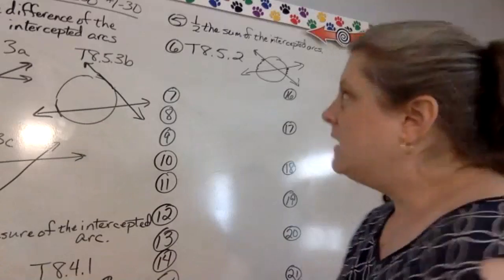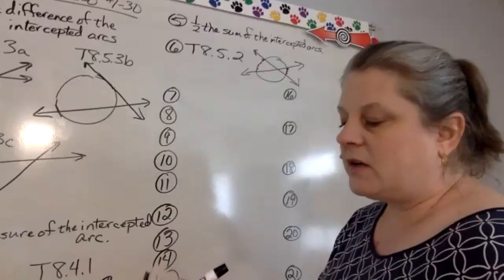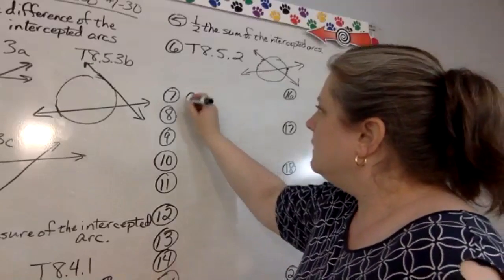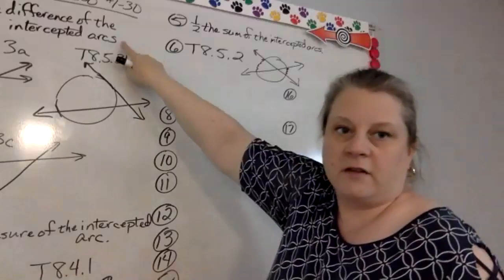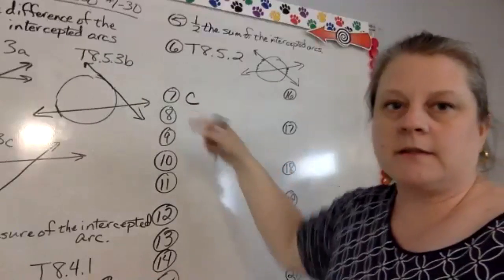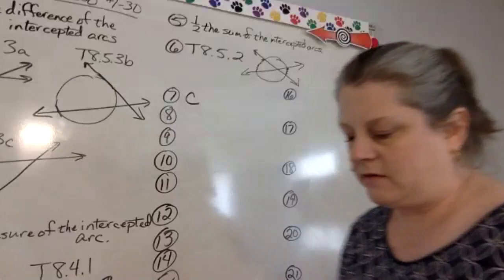Outside. So since it's outside, it's going to be half the difference of the intercepted arc. So it's going to be choice C, half the difference.